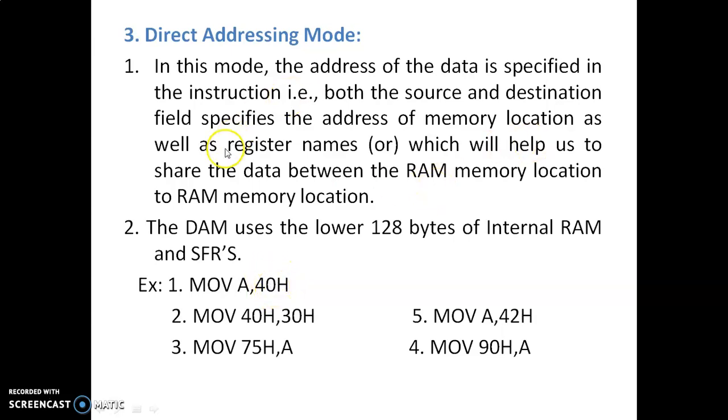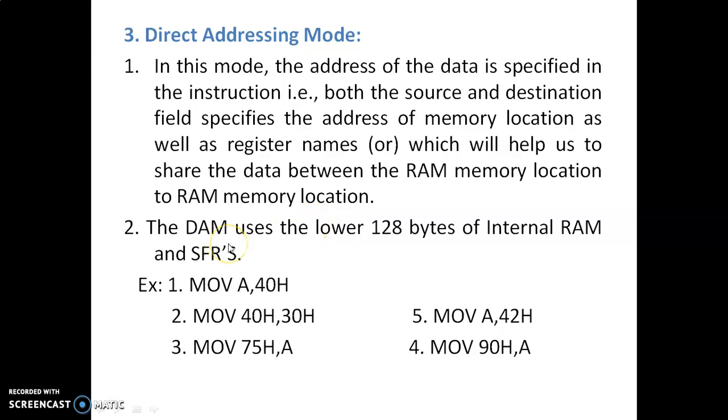This will help us to share the data between RAM memory locations and RAM memory locations also. If you see the second example, we have taken memory locations. It can transfer the data from one memory location to another memory location in the RAM also. Likewise you can have this kind of instructions. The direct addressing mode uses the lower 128 bytes of internal RAM and the SFRs.